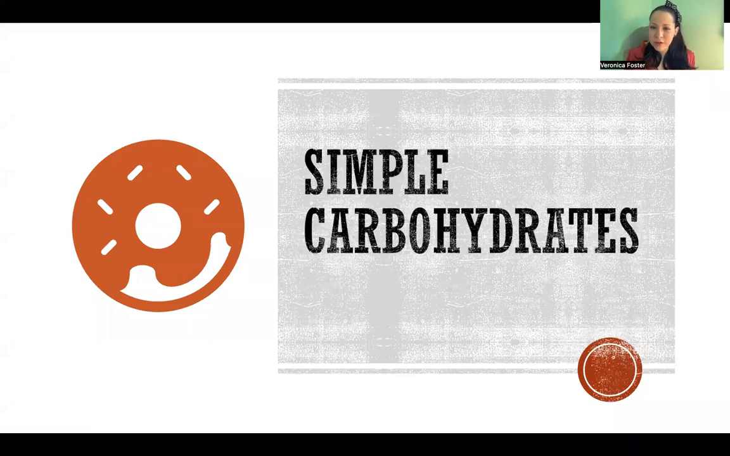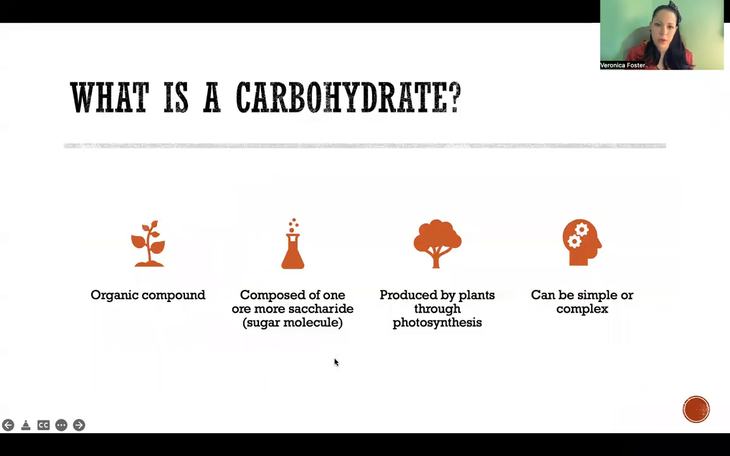Hello, in this video, I'm going to talk about simple carbohydrates and how they affect blood glucose. So first, what is a carbohydrate? It's an organic compound, just meaning that it contains carbon. It's composed of one or more saccharides. A saccharide is just a fancy name for a sugar molecule. So a simple carbohydrate is one or two saccharides, and a complex carbohydrate is three or more. And I'll discuss complex carbohydrates in the next video.